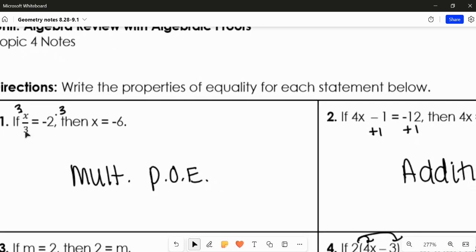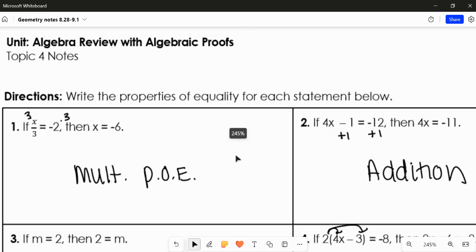First one says if x divided by 3 equals -2, then x equals -6. Now, this is very clearly dividing over here. So to undo division, we're multiplying, which makes this the multiplication property of equality. If you put multiplication, I'll accept that because I understand what you're saying.